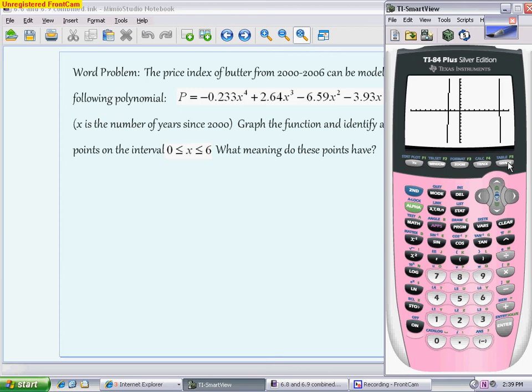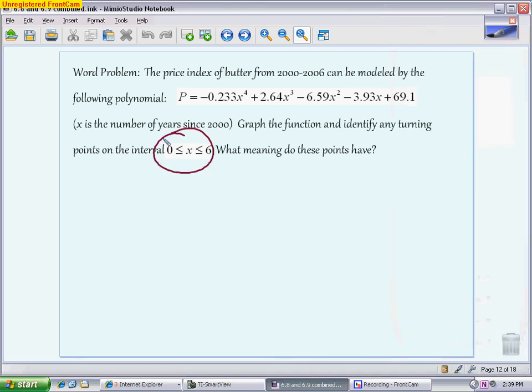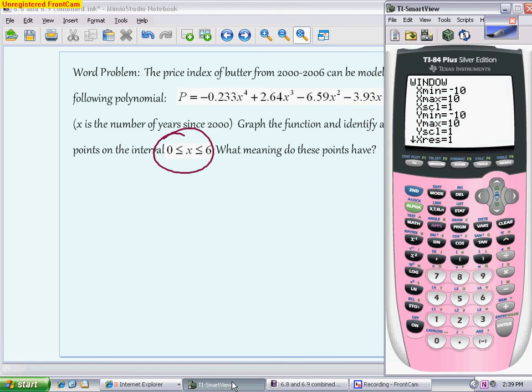Best way to do this is go to your window button and start looking at what we do know. When you look at this problem, it tells you right away that I'm only caring about the interval from 0 to 6. So that gives you a great place to start. In your window, I'm going to change my x minimum to 0 and my x maximum to 6. So I am just looking at that limited piece in the window.